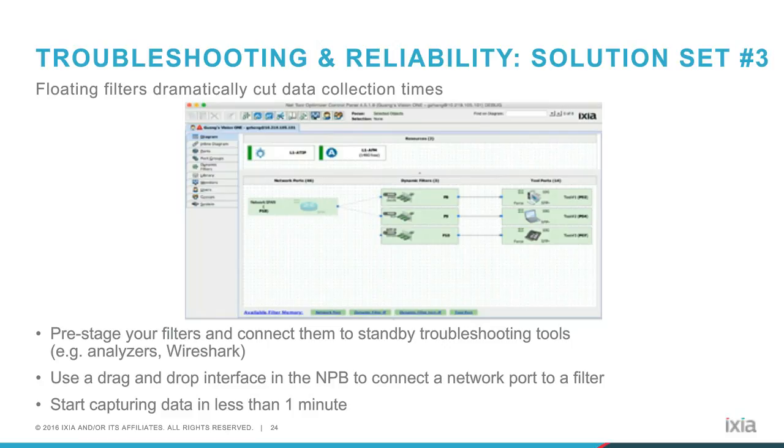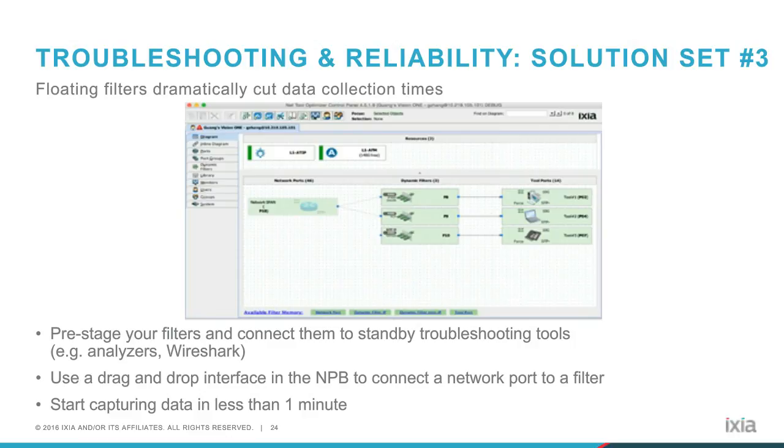Another interesting troubleshooting example is to create unassigned data filters. We call these floating filters at Ixia because they aren't attached to any input port. They're free floating. The power of the floating filter is that it's already created and connected to the tool. When it's needed, the tools can instantly be connected to a network port and analyze the incoming data. That speeds up the diagnosis time since the forensic tools are already in place, the filters are already in place, and everything is in standby mode.